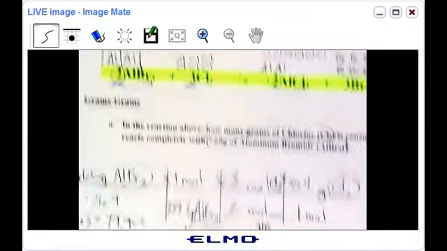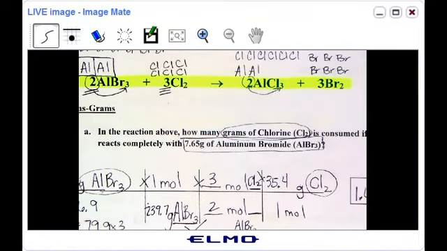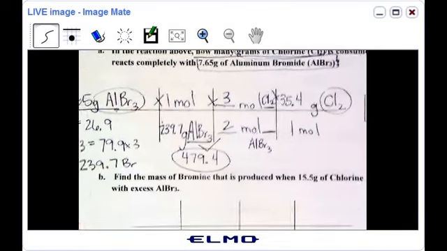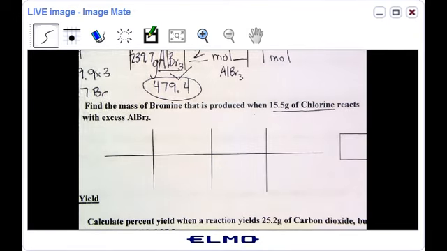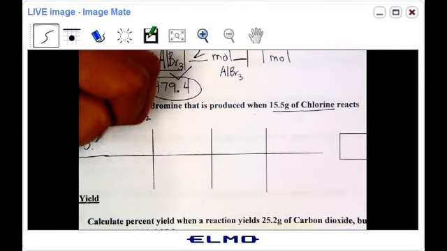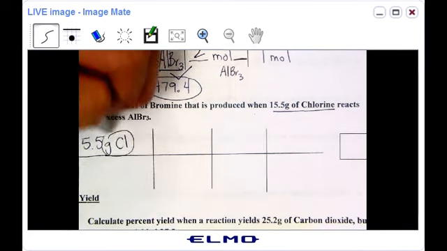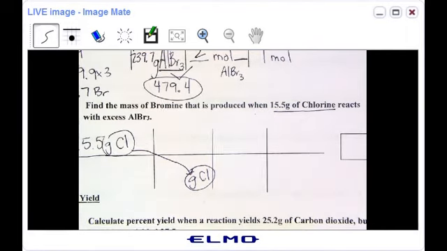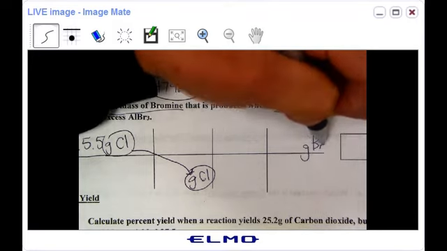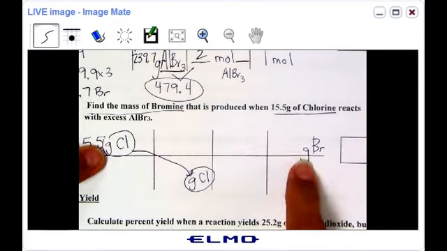Again, for B, you will have to refer back to the original equation at the top to find your coefficients to solve for. I'm not going to read the question, I'm just going to look at the number that they gave me. 15.5 grams of chlorine. If grams of chlorine's there, this has to match. This has to be grams of chlorine as well. What am I looking for? What's the unknown? What do I want? It says find the mass of bromine. Mass is grams. That's what I'm looking for. I was given grams. I want grams.